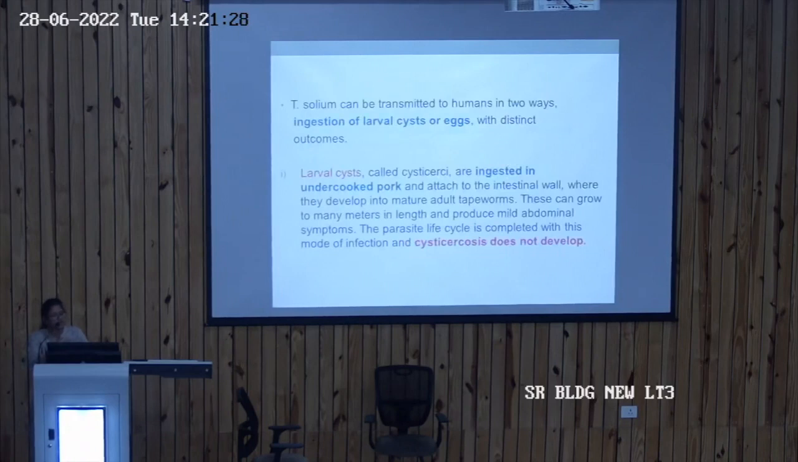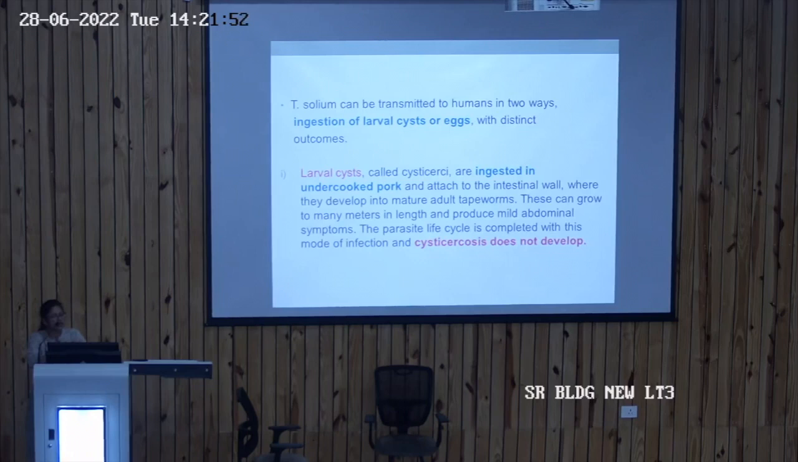These can be transmitted in two ways: by ingestion of larval cyst or by ingestion of eggs, with distinct outcomes. Larval cysts are called cysticerci. So they have two distinct outcomes. The two outcomes are teniasis and cysticercosis.